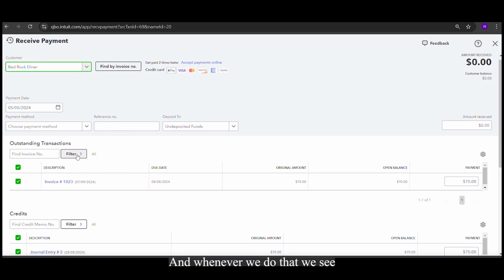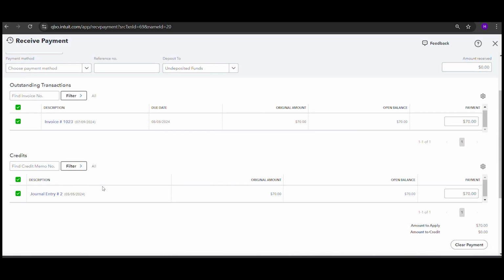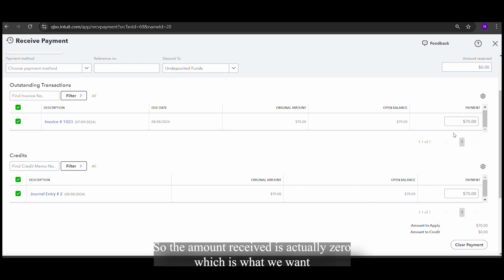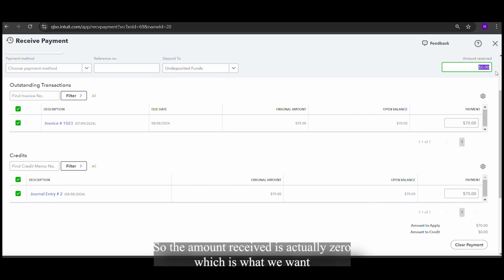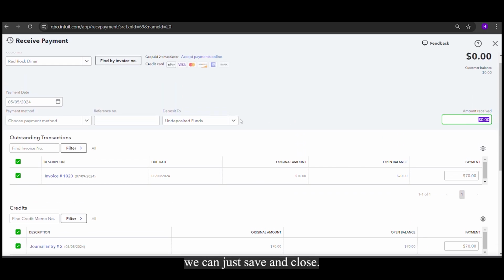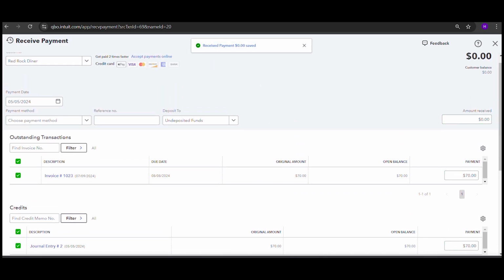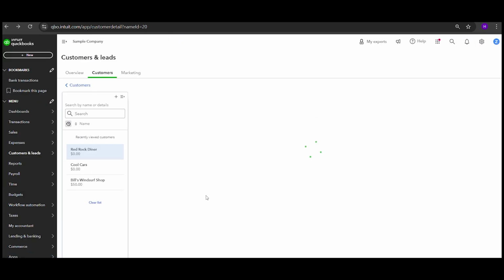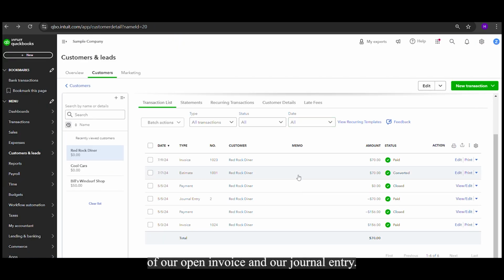And whenever we do that, we see we have the invoice that comes clicked up, and then our journal entry is also clicked. So these two balance each other out, so the amount received is actually 0, which is what we want because that amount has already been received. And then from here we can just save and close. And that takes care of our open invoice and our journal entry.